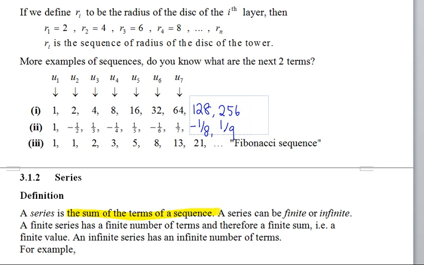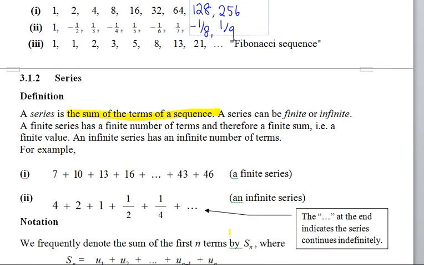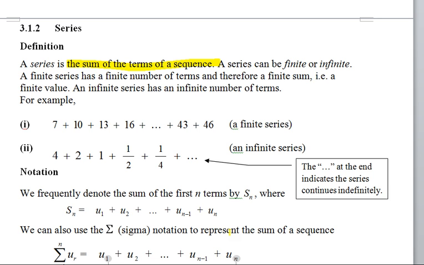This is an infinite series. Correct? The series is with the sum, with the plus sign. Okay? So far, so good. Quite boring actually. Let's go a bit faster. Like I said just now, the dot dot dot means that it continues indefinitely. Alright?